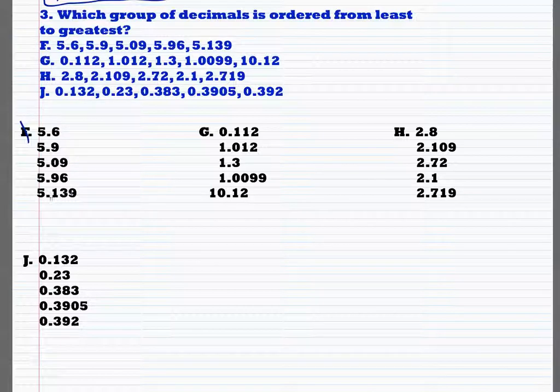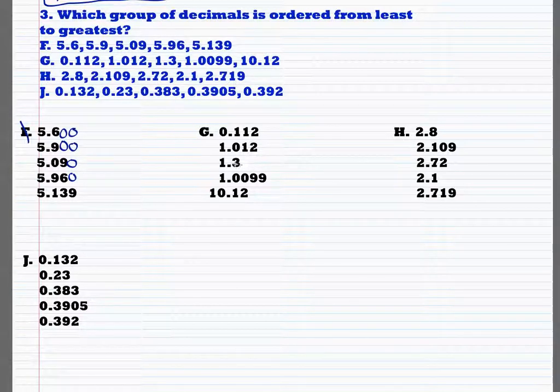Another way I can look at this: the last number here has 3 digits after the decimal, so I can make all these numbers have 3 digits after the decimal just by adding a 0. I can add as many zeros as I want to any of these, and it doesn't actually change the value of the number. But instead of looking at 6 tenths or 9 tenths or 9 hundredths, I'm comparing 600, 900, 90, 960, 139. Obviously, they're not in order.